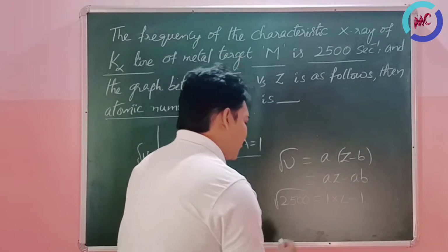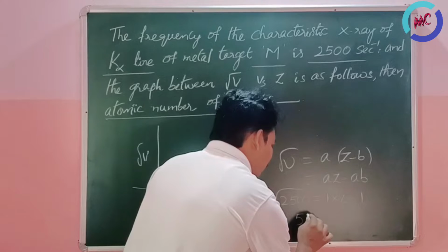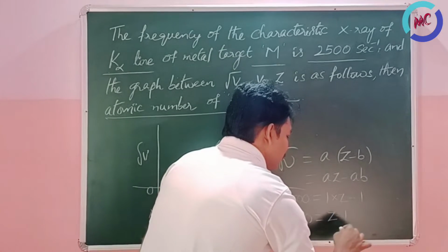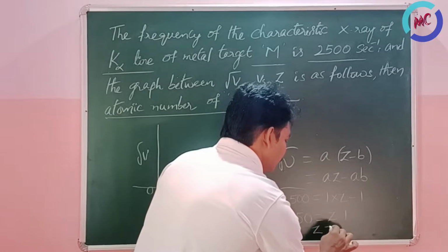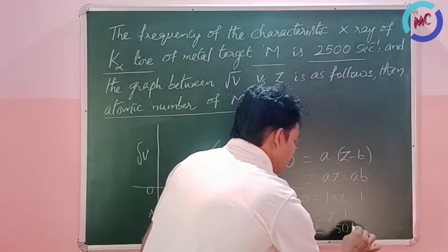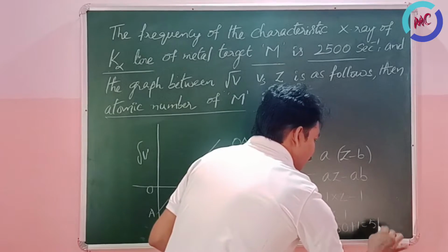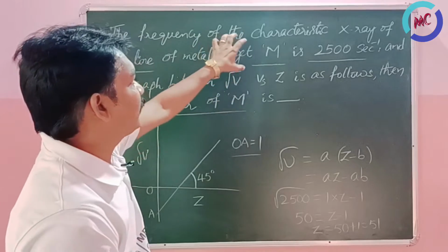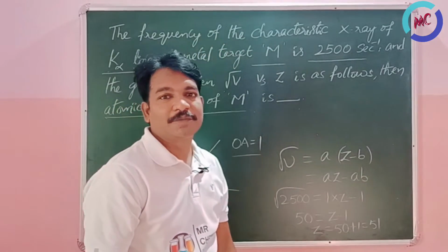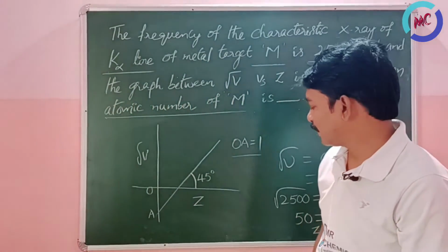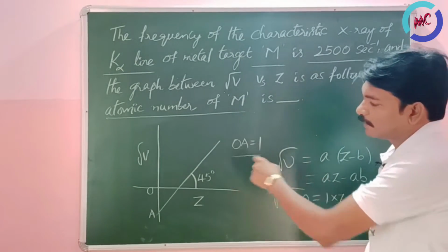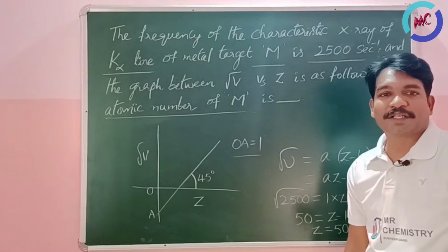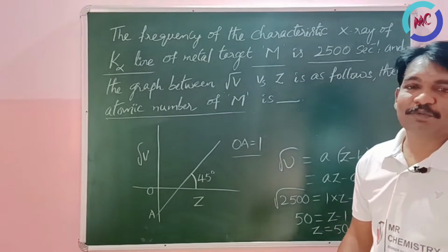Root of 2500 is equal to 50. That is equal to 1 into Z minus 1. Therefore, Z is equal to 50 plus 1, that is equal to 51. What is the atomic number? The atomic number of the given target metal is 51. Okay, this is the way to calculate using Moseley's equation from the graph. Hope you understood this one. Please note it down and we will move to the next one.